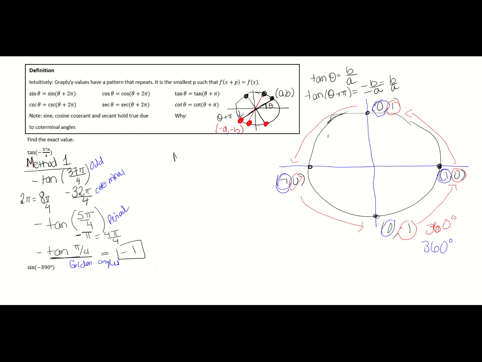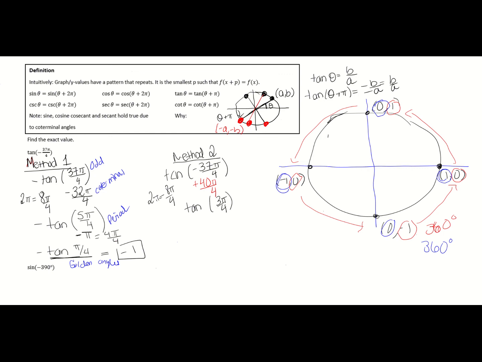Okay, let's show another way. Method 2. I could begin by actually just doing the coterminal angles first. So instead of putting the negative on the outside, I could make negative 37 pi over 4 positive by adding enough 8 pi over 4s. So 2 pi is 8 pi over 4. The biggest multiple of 8 that I need to add to make 37 positive will be 40 pi over 4. This is going to give me the tangent of 3 pi over 4.